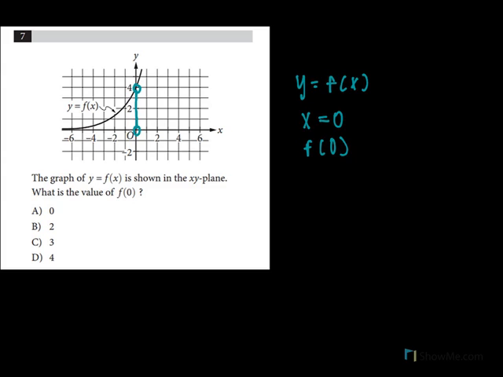So our point would be 0, 4. And therefore f of 0 would simply equal 4. And out of our answer options, that would be D, 4.